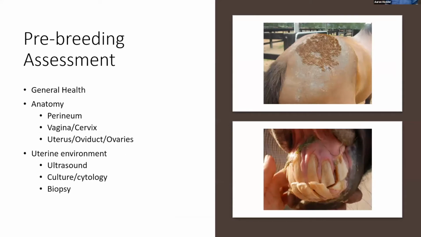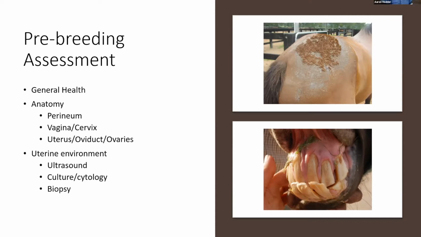As part of a pre-breeding assessment, it's important to look at a mare's general health. So basic things such as body condition score, basic dentistry, worming programs, vaccination programs, are often easy to overlook, but are very important.